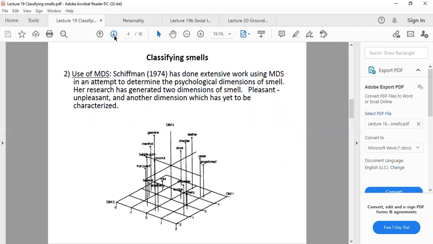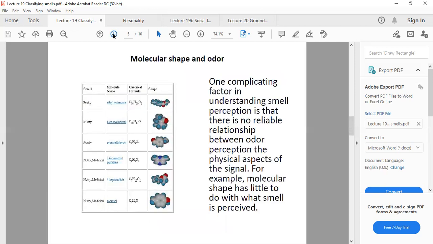Next is the use of MDS, multidimensional scaling, by Schiffman in 1974, who did extensive work using MDS in an attempt to determine the psychological dimensions of smell. The research generated two dimensions of smell, pleasant and unpleasant, and another dimension which is yet to be characterized. The first one may be pleasant, the second unpleasant, and then the third one, which is emerging. So they're just trying to classify smell, or to have a category for certain smells.